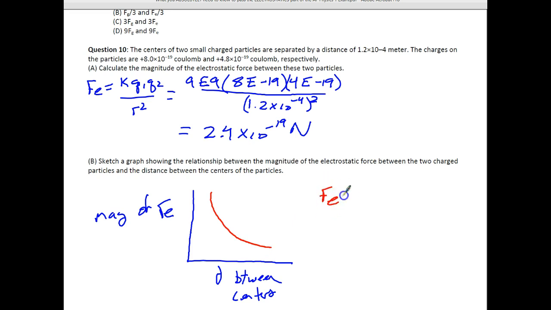So remember Fe is proportional to 1 over the square of the distance between the two. And that is the last part of our discussion on electrostatics.